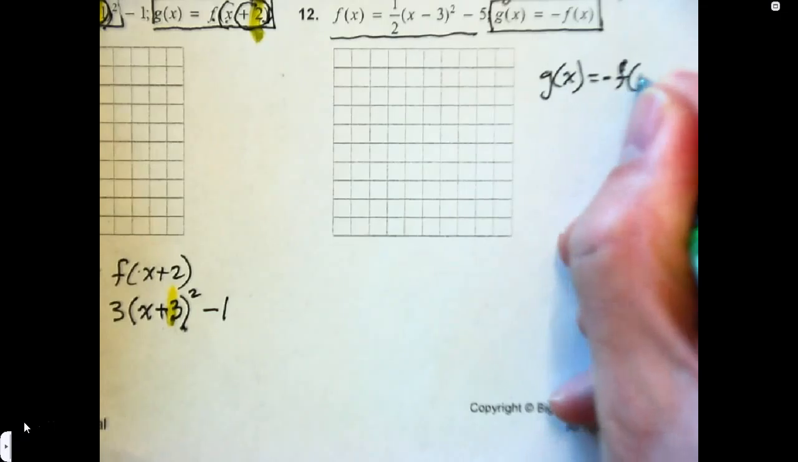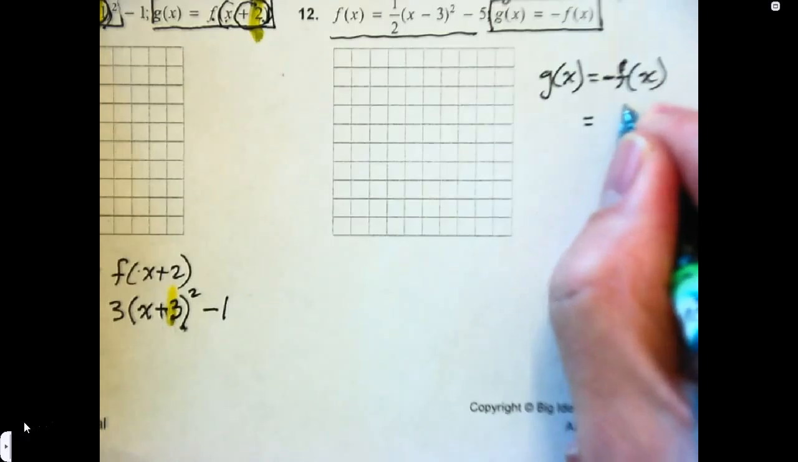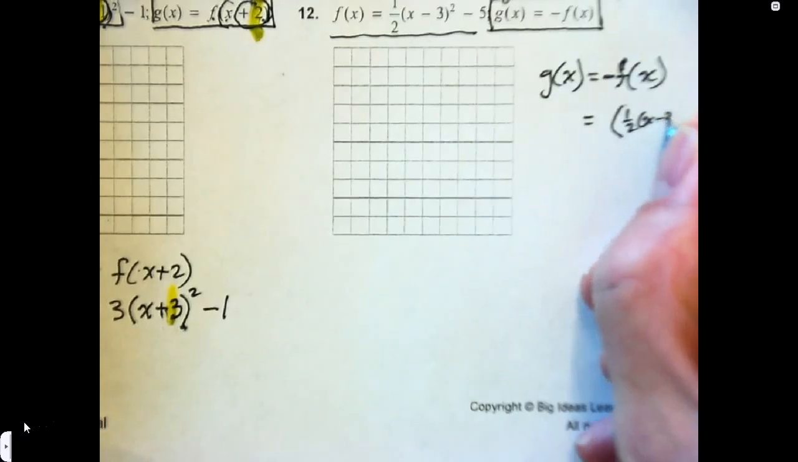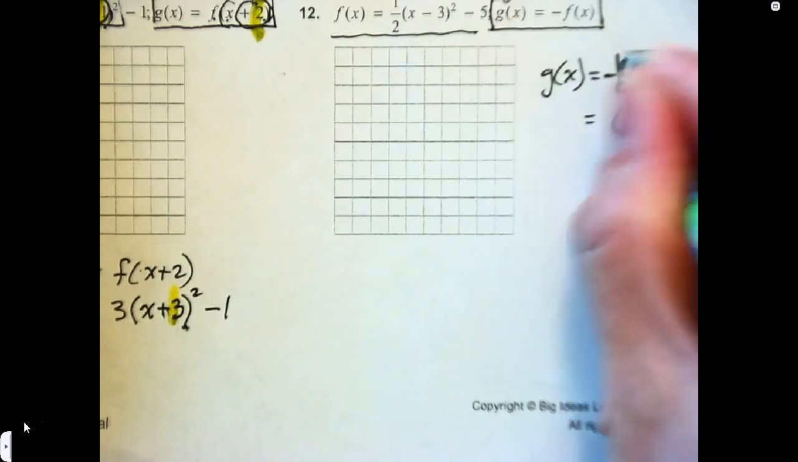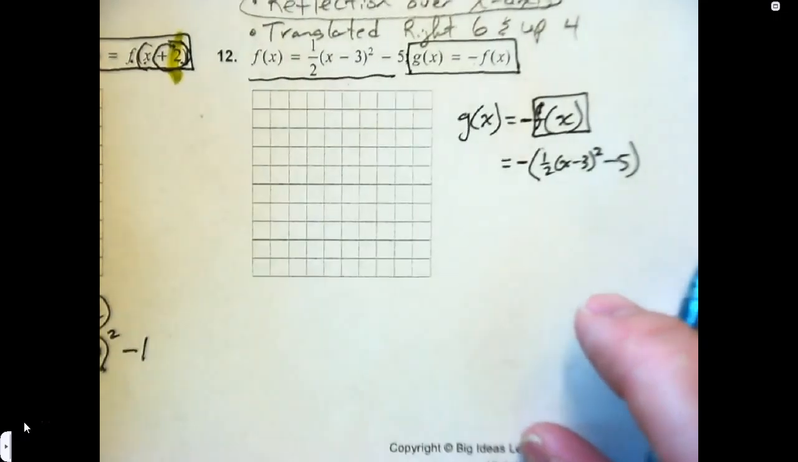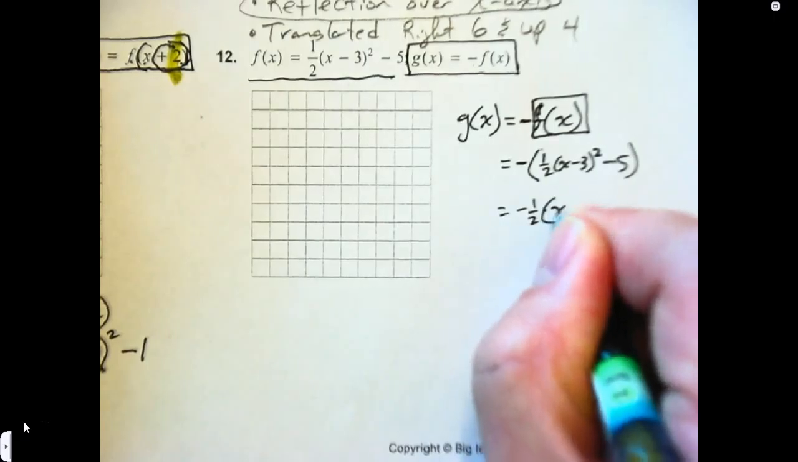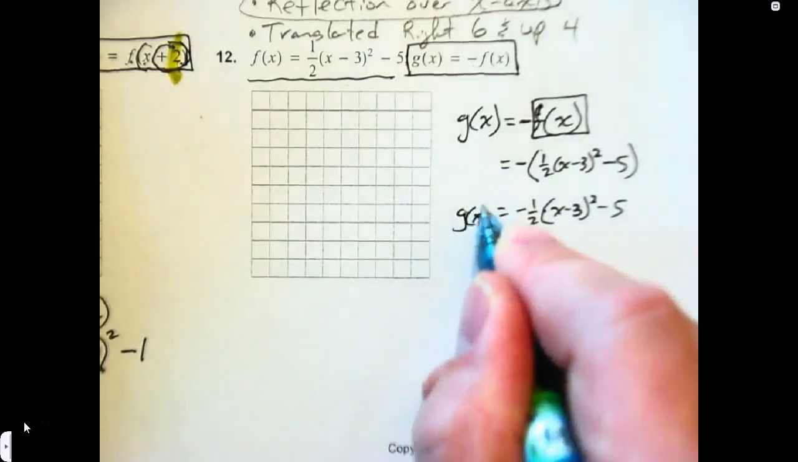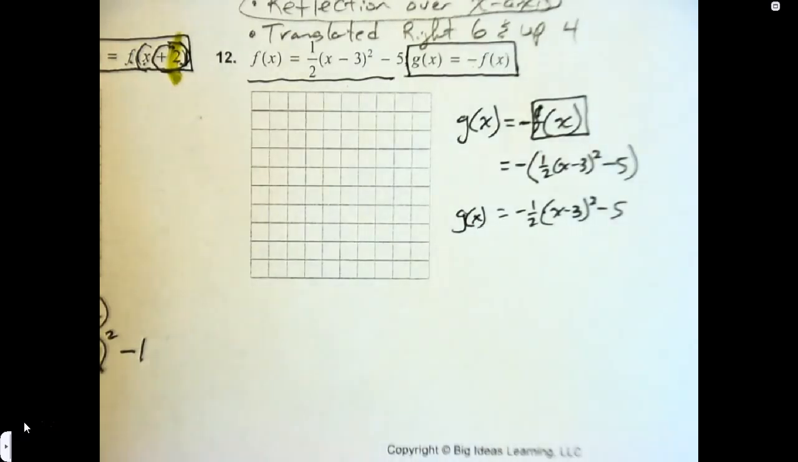Good. So if I line everything up here, when I plug in the f of x, that's right here. That's our 1/2 times x minus 3 squared minus 5. So that's this piece right here. And then that negative just kicks on the outside there. Okay, so that becomes negative 1/2 times x minus 3 squared minus 5. So the only thing that really changed was the negative's now attached to the 1/2, which means it reflects over the x-axis. That is how it's going to change.